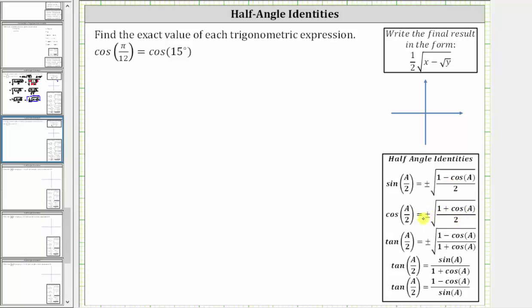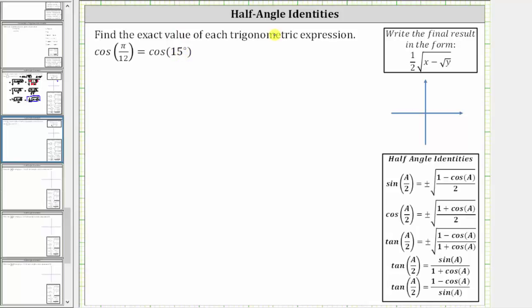We have a plus or minus sign here because we need to determine the sign of the cosine function value based upon the given angle. Also notice how this 2 is under the square root. The first step is to find the value of A, where A divided by 2 equals the given angle. So if we double this angle and divide it by 2, we will still have 15 degrees.